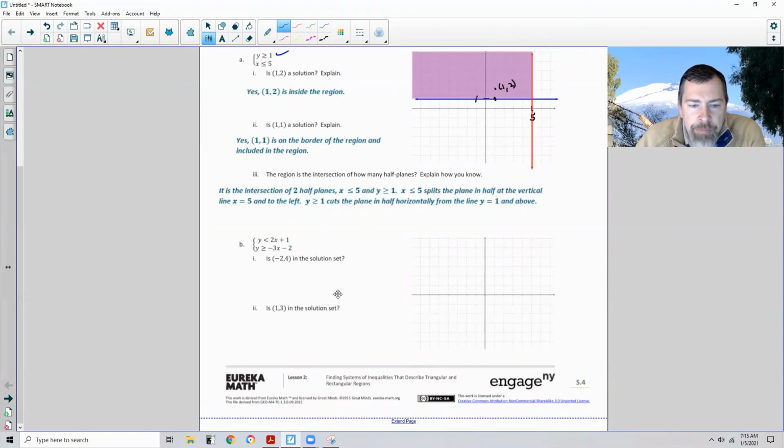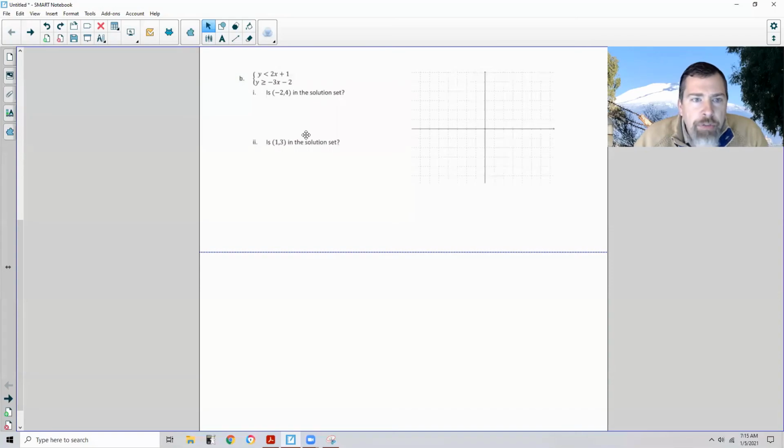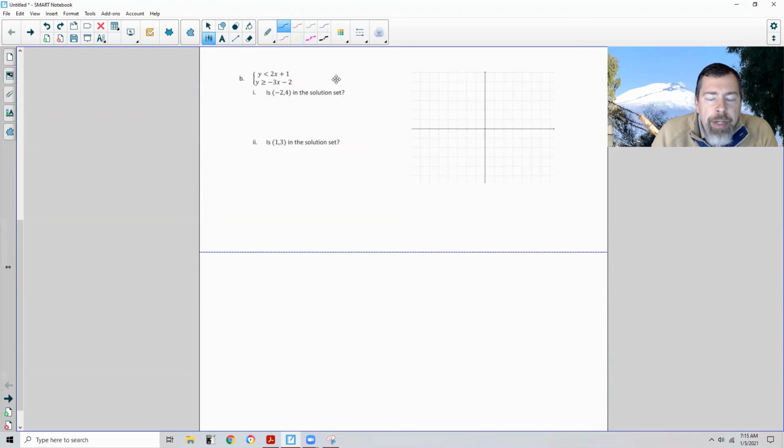All right, part B. Here's another one. Same situation. So here we go. Okay, just give myself some room here. y is less than 2x plus 1. Okay, so that's a linear equation, mx plus b, remember that? 1 is the y-intercept, so that'd be right here, and a slope of 2, which means rise 2, run 1, rise 2, run 1, down 2, left 1, and so on. So you can very quickly just graph this line like so.